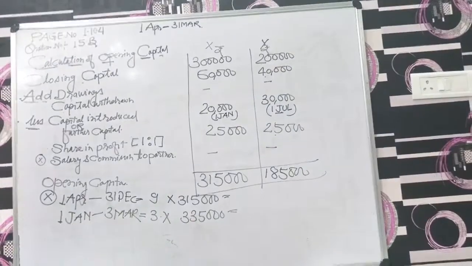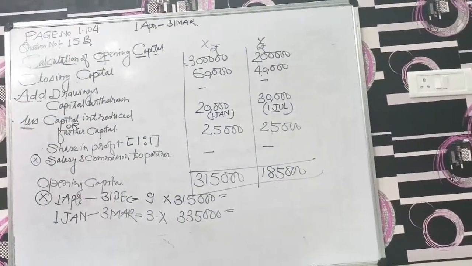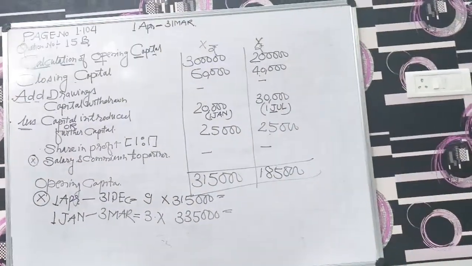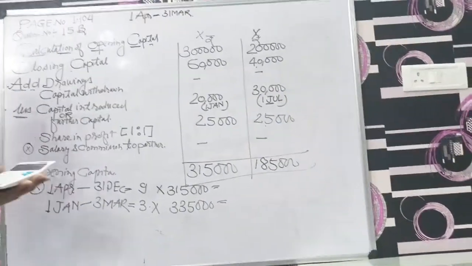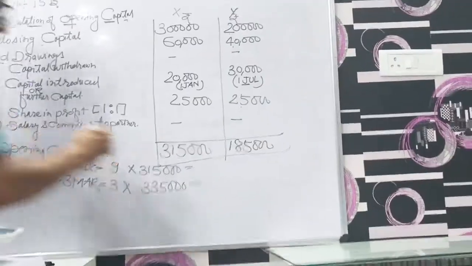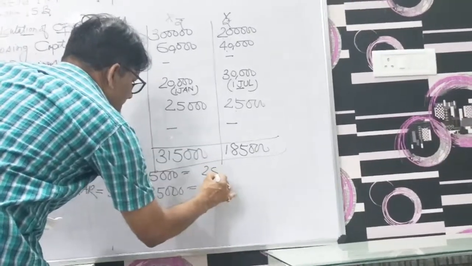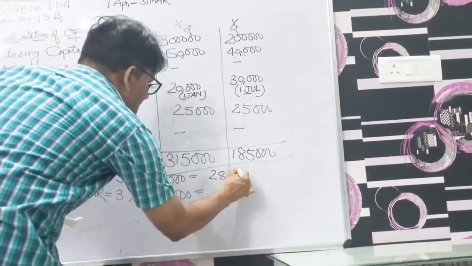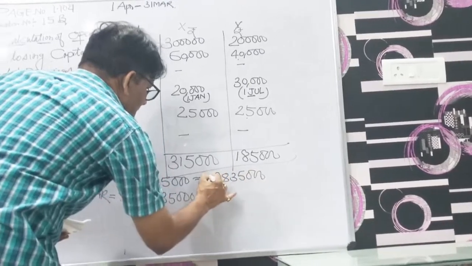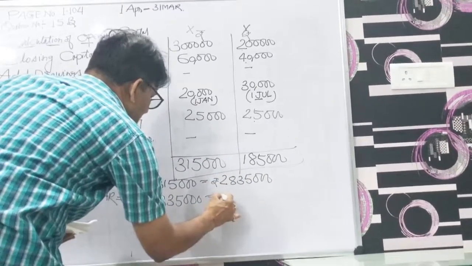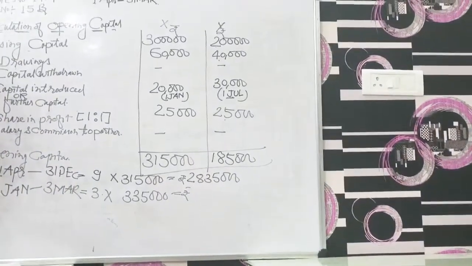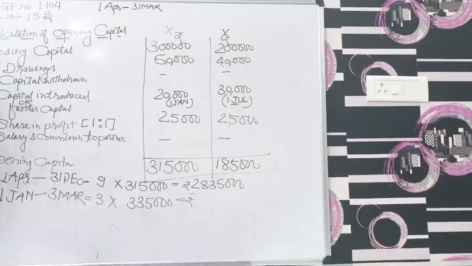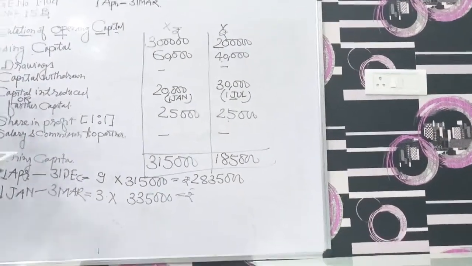So 3,15,000 into 9, your product would be 28,35,000. And for 3,35,000 into 3 months, your product would be 10,05,000.